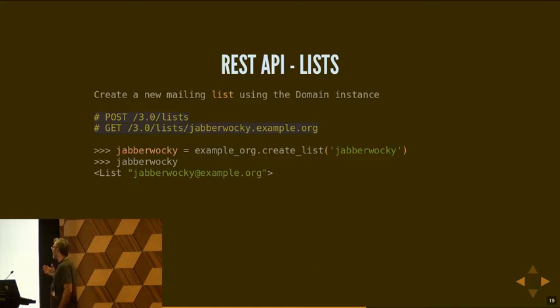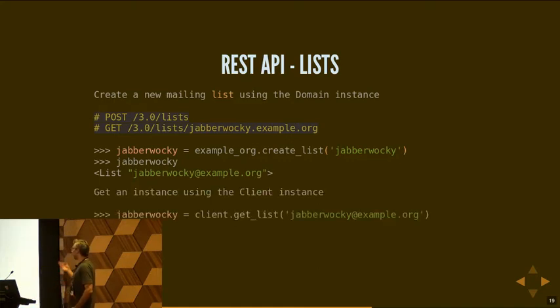If we want to operate on a pre-existing list, we would just, like with the domains before, use the get list method, not create list. But we use the one on the client instance, so if the list already exists, we don't have to get the domain first. We can just get it right from the client object. Now, if you look at the lists property of the client object, we see that the Python list we get back isn't empty anymore. We have one list in there.